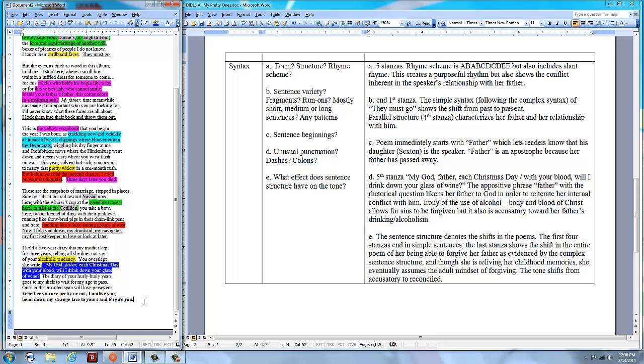Your homework is to annotate and then complete the DIDLS chart for A Curse Against Elegy.